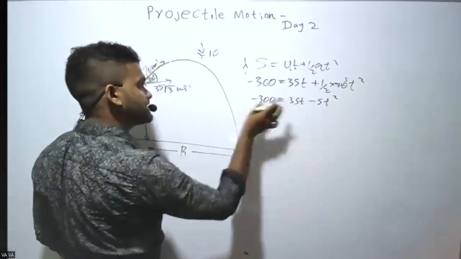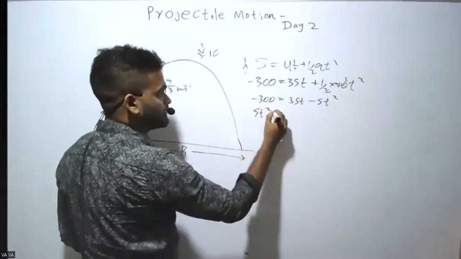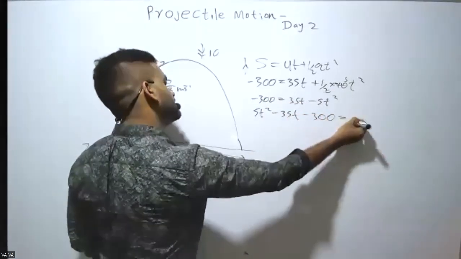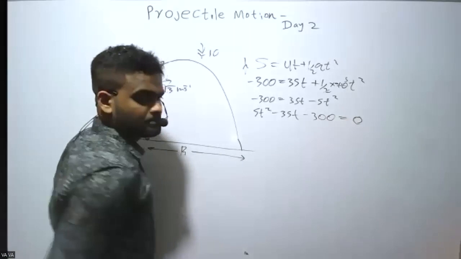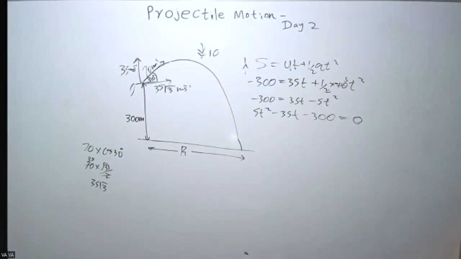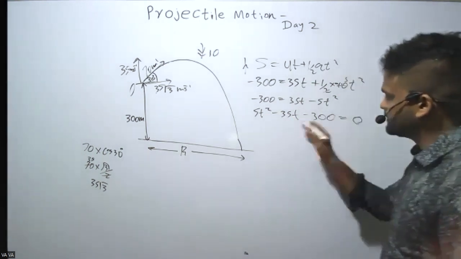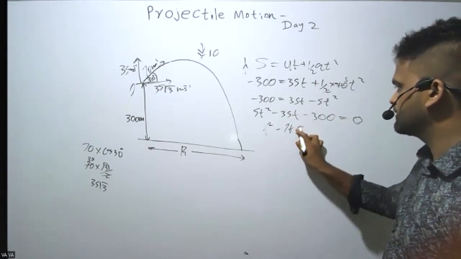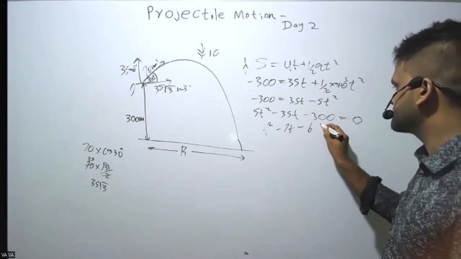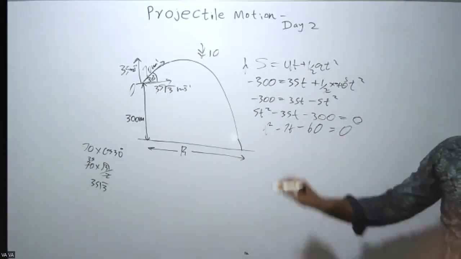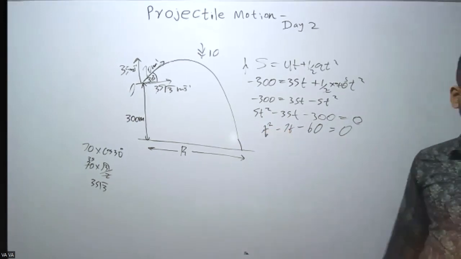You can take this to the other side. Take this to this side, equals 0. So we formed a quadratic equation to find the time. Divide the equation by 5. Minus 6t, t squared.